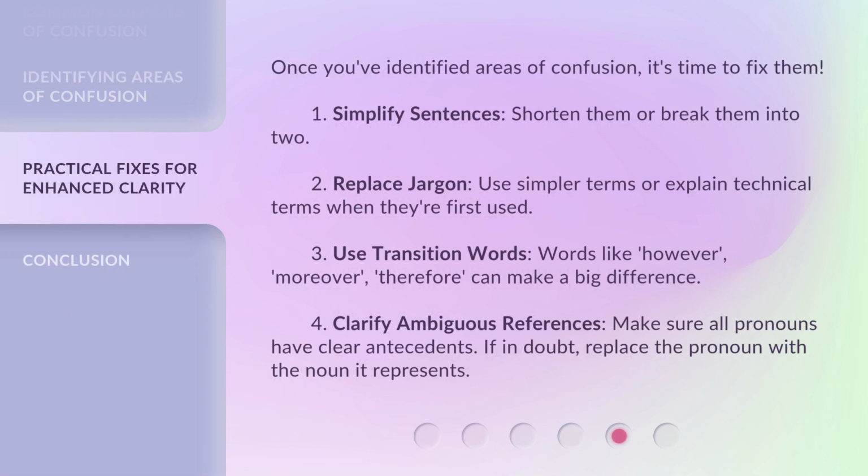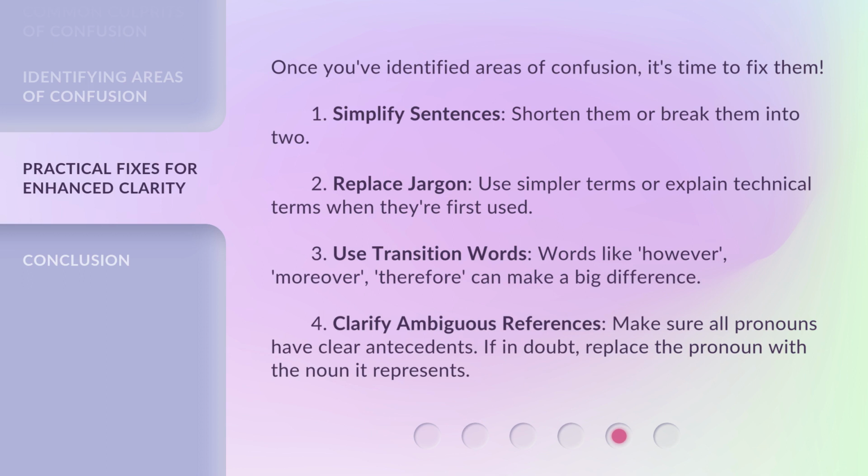Once you've identified areas of confusion, it's time to fix them. 1. Simplify sentences. Shorten them or break them into two. 2. Replace jargon. Use simpler terms or explain technical terms when they're first used.